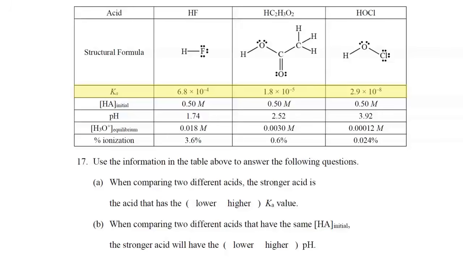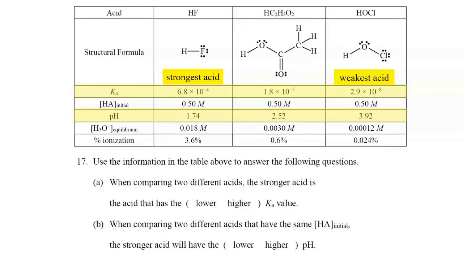As you go from left to right across the table, you can see that the Ka values are getting smaller and smaller. So what does that mean in terms of the relative strength of these three acids? Well, it means that HF, which has the highest value for Ka, is the strongest acid, and it means that HOCl, hypochlorous acid, which has the smallest Ka value, is the weakest acid.